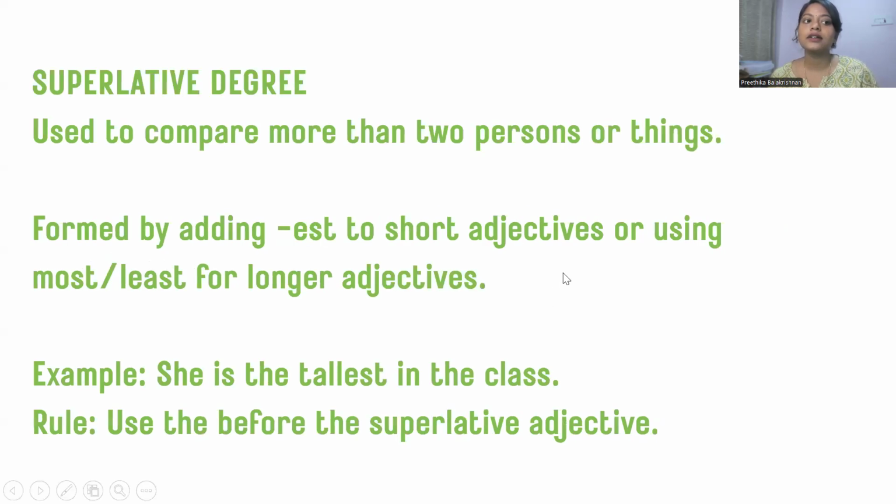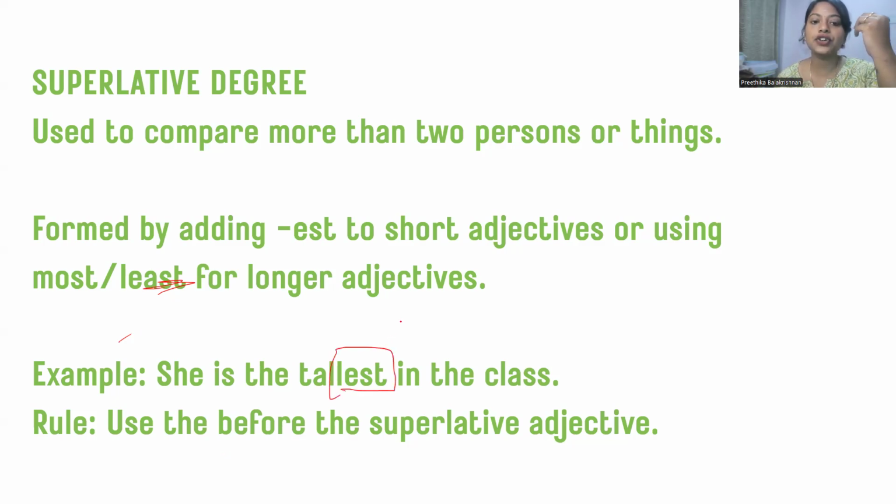Okay, so the next one is the superlative degree. The superlative degree is comparing two or more things or more persons. So there, instead of er, we use est with adjectives. So an example is least. So the example sentence is, she is the tallest in the class. So here we use est.